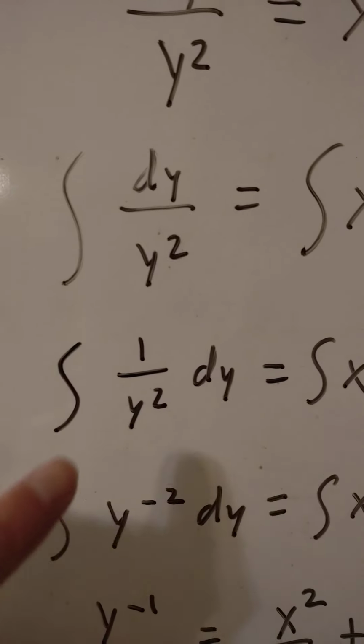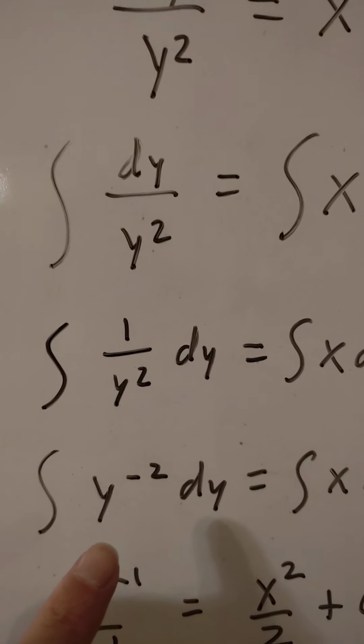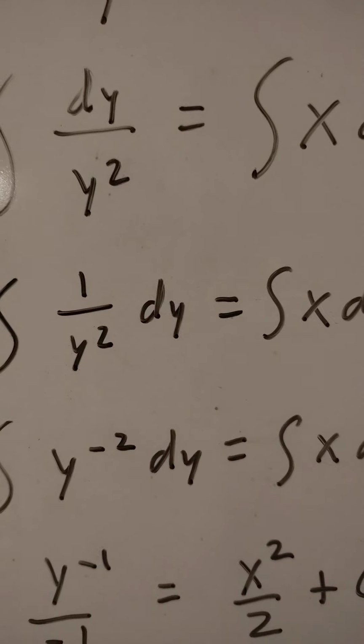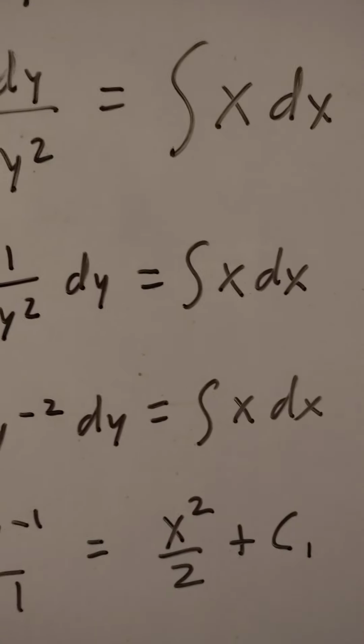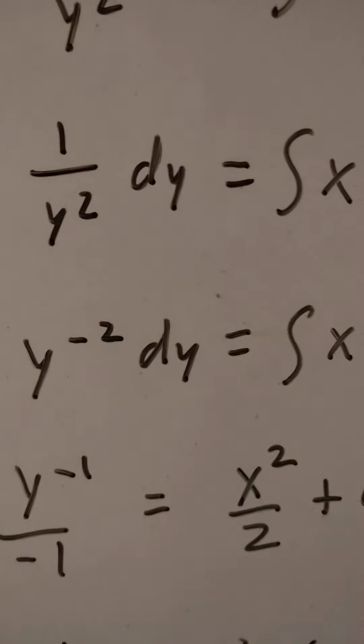Now, 1 over y squared, bring it upstairs as y to the negative 2 by a rule of exponents. This is more integrable now. So I got the integral of y to the negative 2 dy is equal to the integral of x dx. And now we just use the power rule for integration on each side.